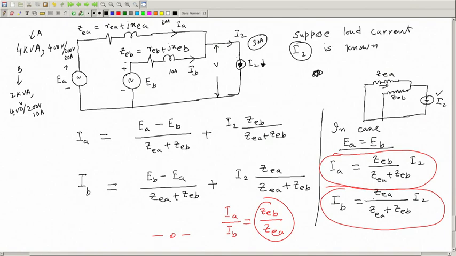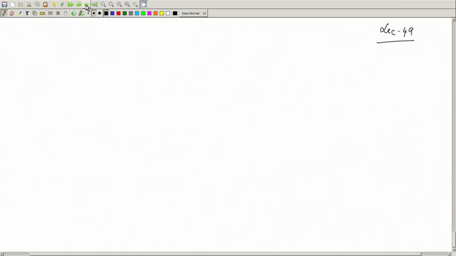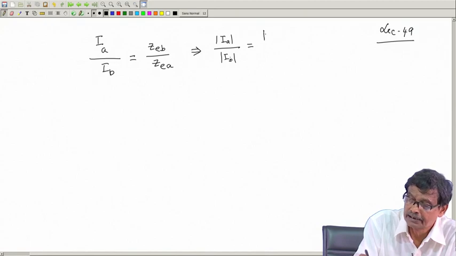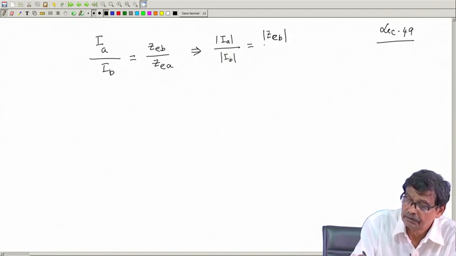Mind you, these are all phasors here: IA, I2, IB, I2, and I2 is known. Now the ratio of IA and IB has become equal to ZEB by ZEA. So up to this point we have done. Therefore, in the transformer it has come like this: IA by IB is equal to ZEB by ZEA, which is a phasor relationship. This also means that the magnitude of IA to the magnitude of IB will be equal to the magnitude of ZEB divided by the magnitude of ZEA. That is how it will be shared.